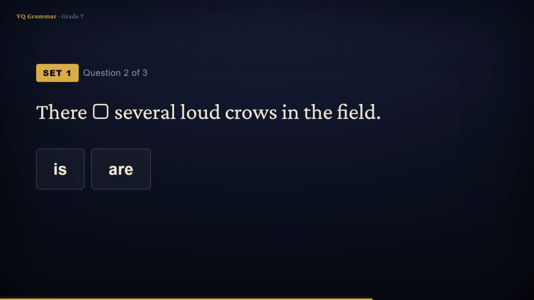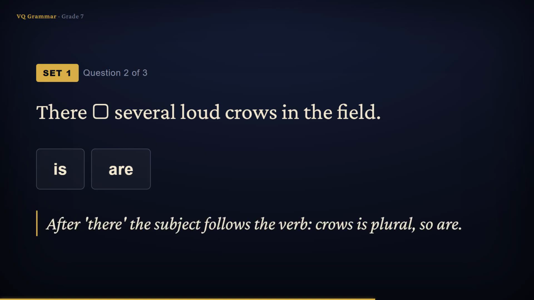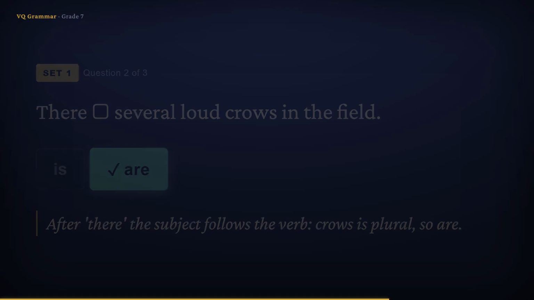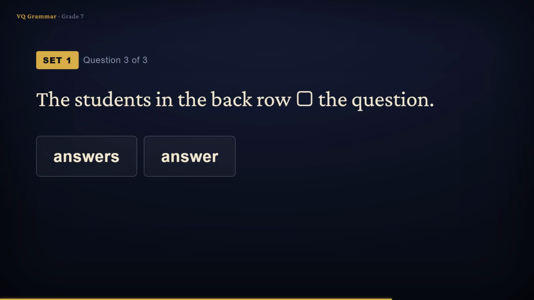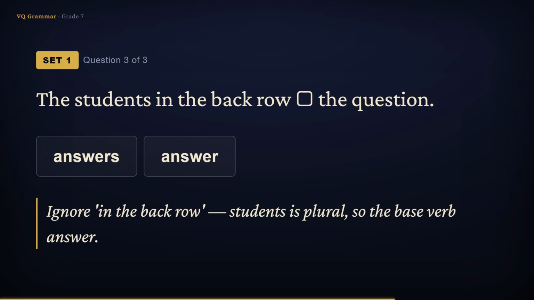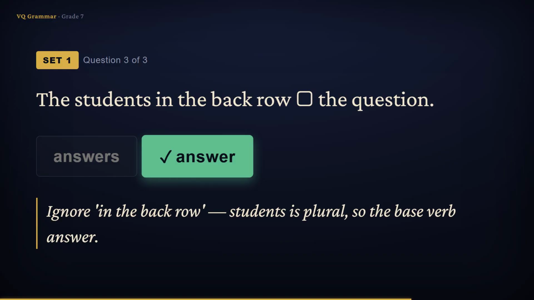There blank several loud crows in the field. Remember, when a sentence starts with there, the subject comes after the verb. The subject is crows, and there are several of them, so it is plural. So the answer is are. The students in the back row blank the question. The phrase in the back row slips between the subject and the verb, so cross it out. The subject is students, more than one, so the verb stays plain, with no S. So the answer is answer.